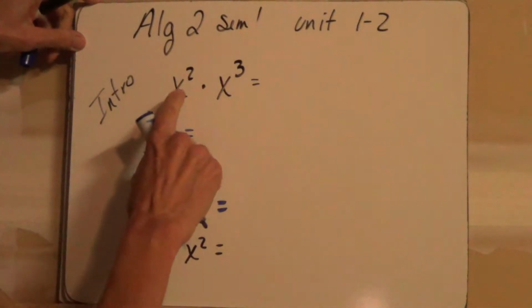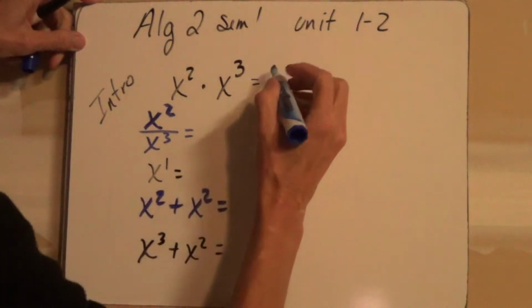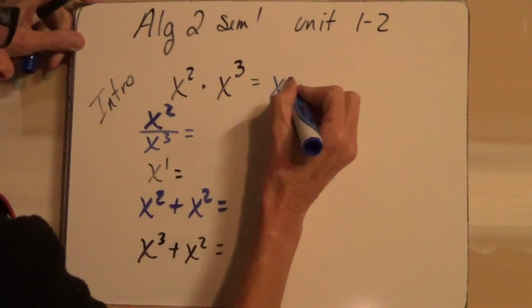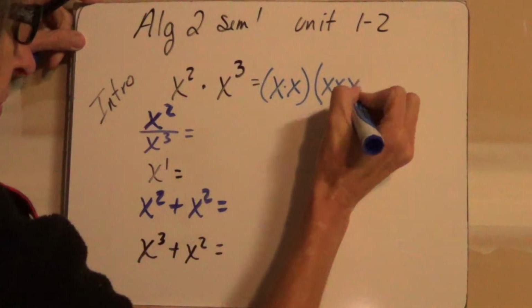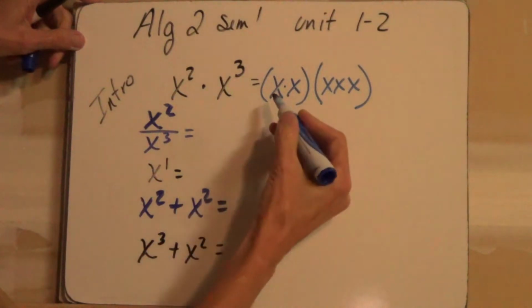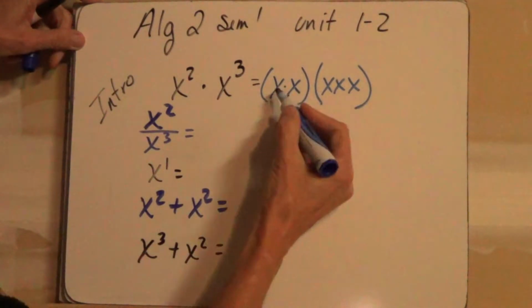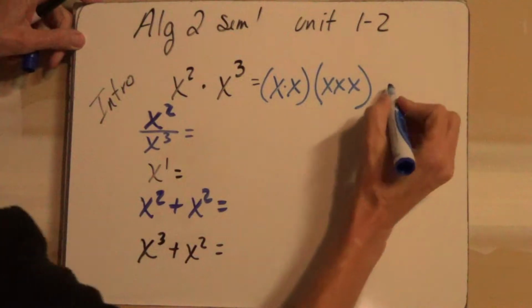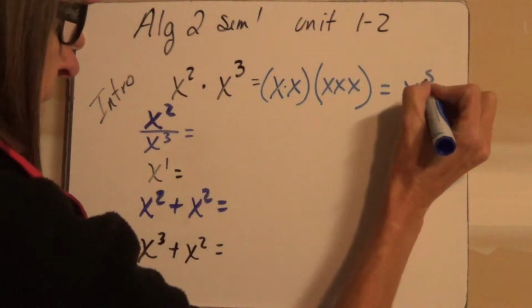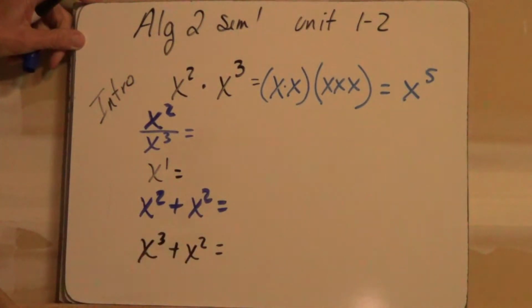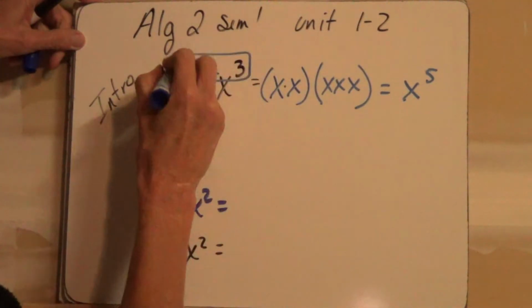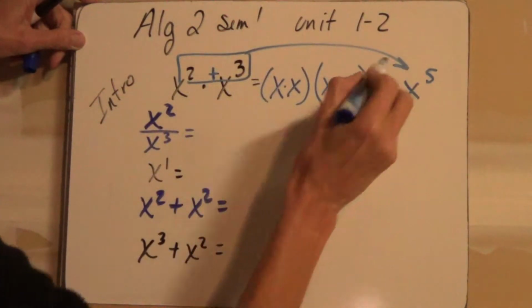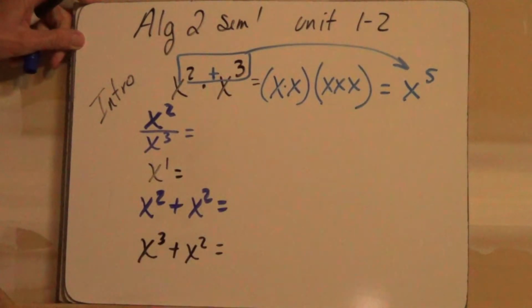First off, when we multiply x squared times x cubed, if you expanded that out, it would be x times x times x times x times x. And we would count up our x's, multiply them all together. There's 1, 2, 3, 4, 5, so that would be x to the fifth. A much simpler way to get that, once you understand the concept, is to simply add your exponents. And then you would get x to the fifth. Be able to expand that out this week and explain to me how it works.